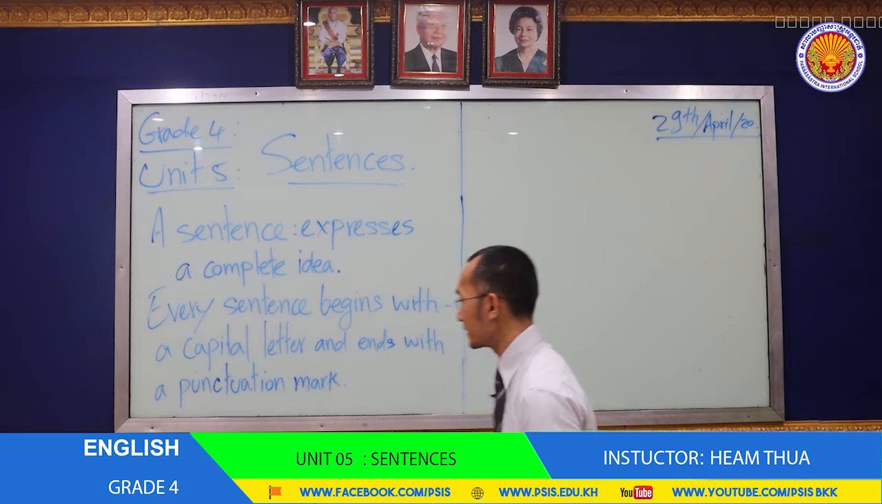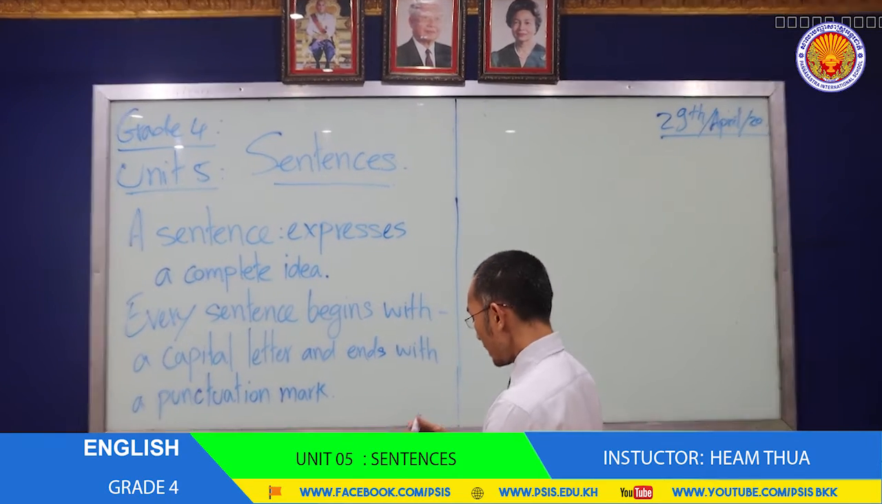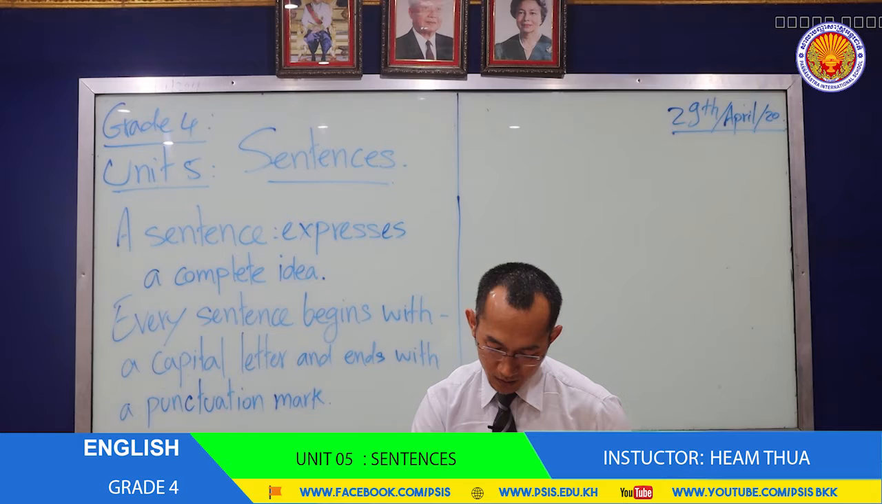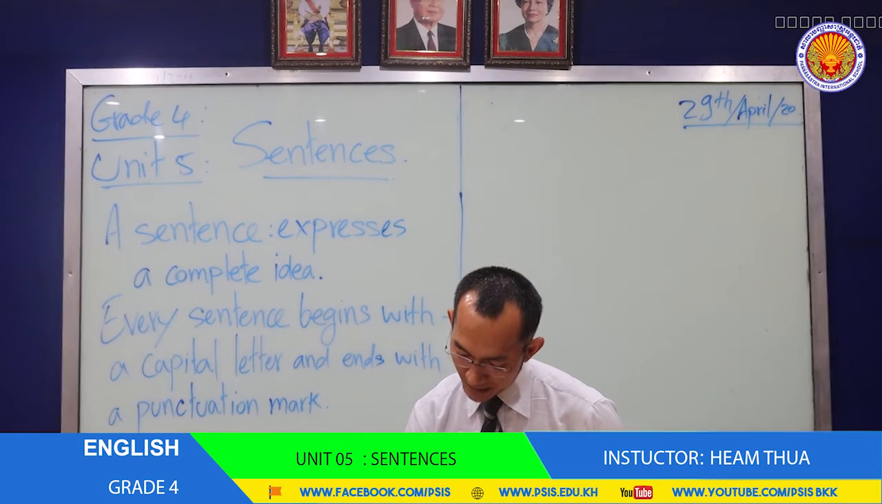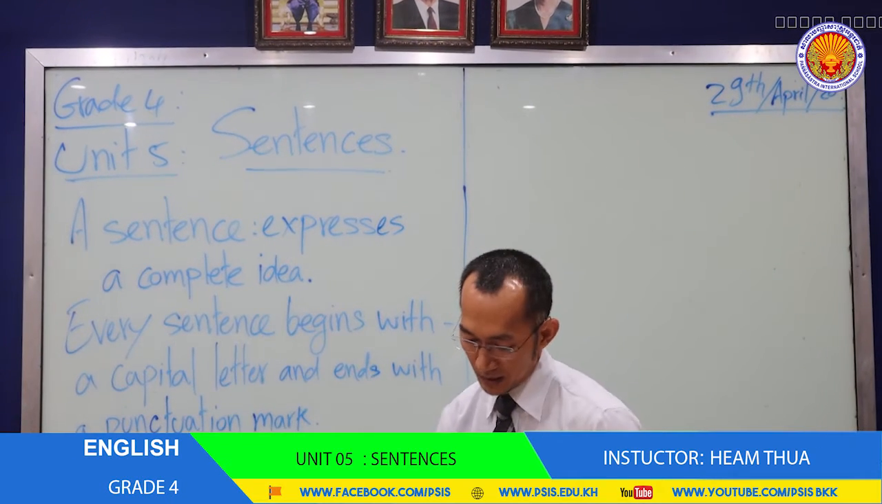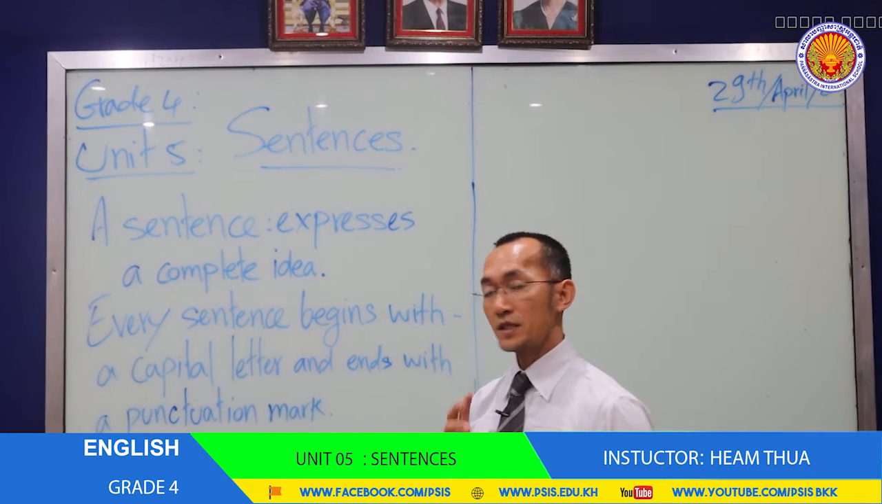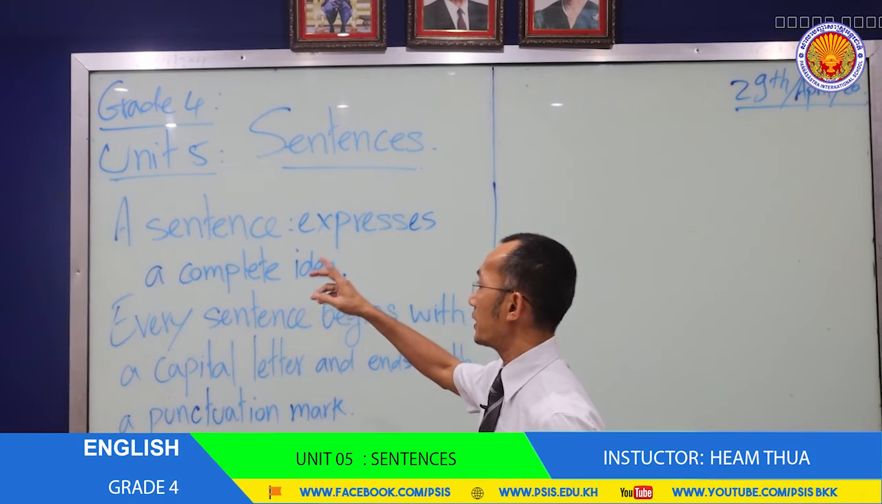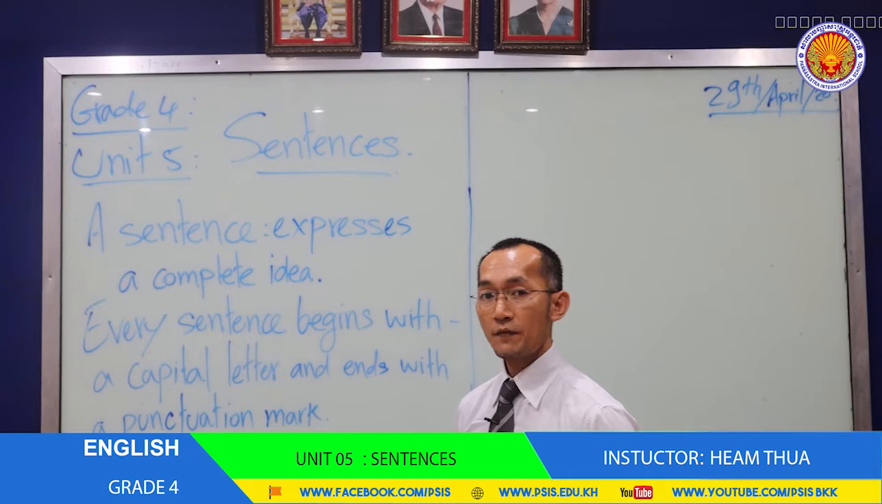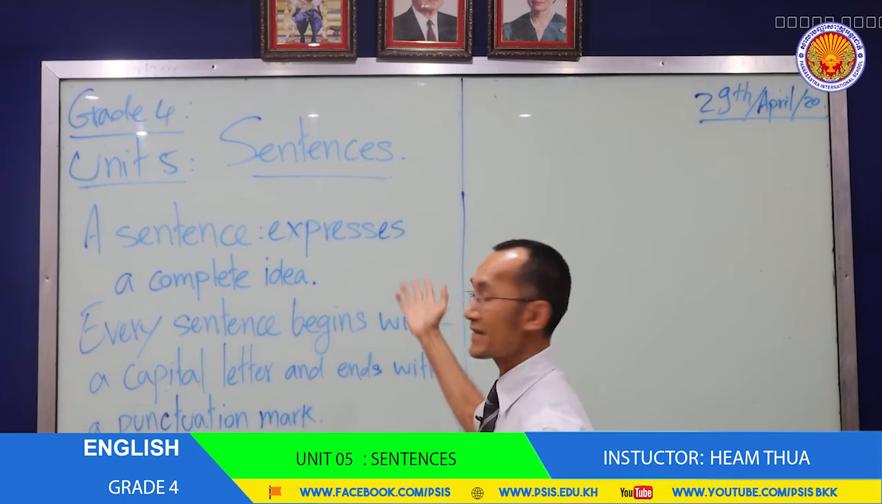67. We talk about what is actually on page 65, but this is just unit 5. And let me read a little bit about unit 5. What we have in unit 5 is about sentences.